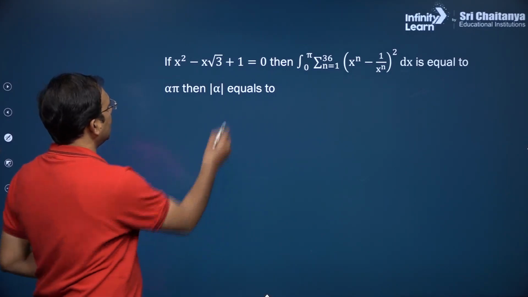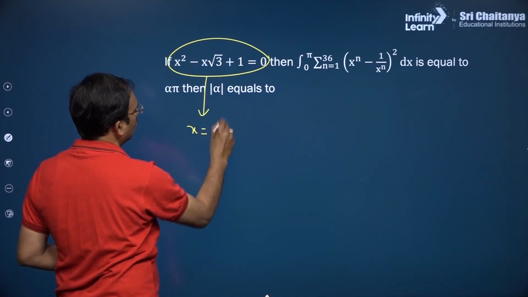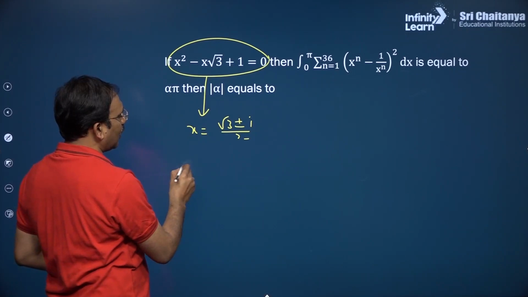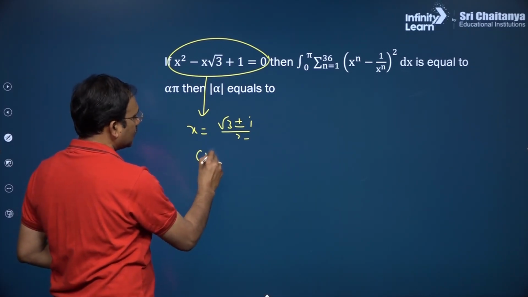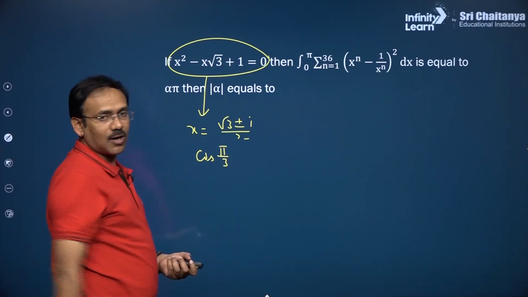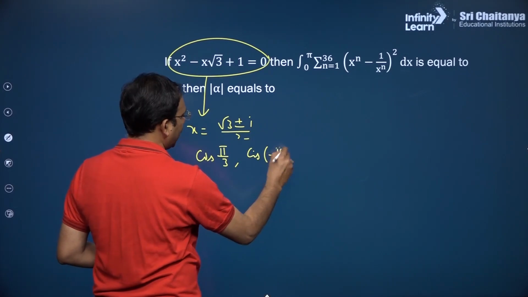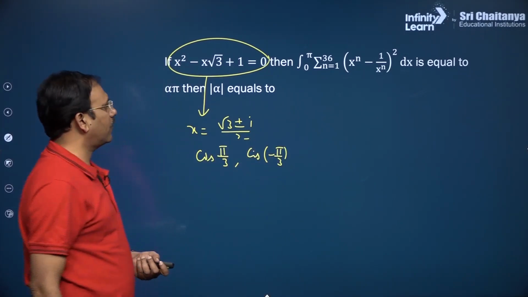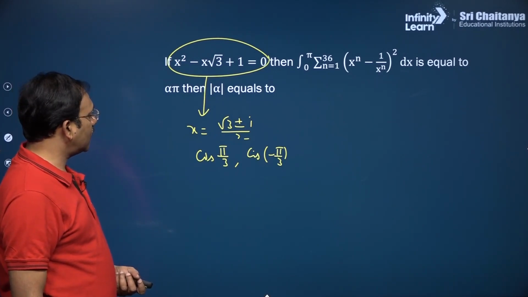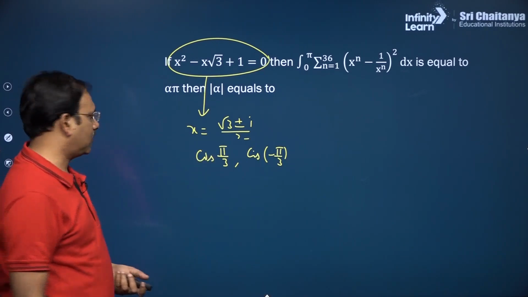This one, this is the equation where if you write the solution for this equation, x is equal to root 3 plus or minus i by 2. So, one solution alpha can be cis pi by 3, my dear friends, another is cis of minus pi by 3. These are the 2 solutions of x, my dear friends. Now, you can take one of them. So, x is one of the values, you can take cis pi by 3.